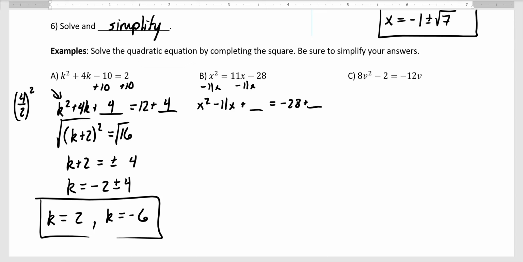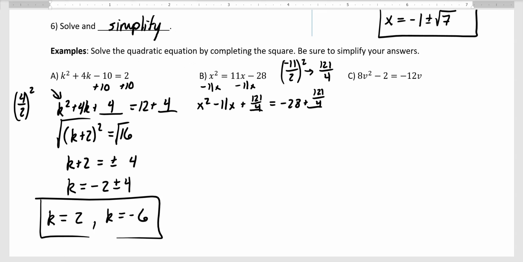So this will be fun. 11 over 2 squared. Not every time is going to be a perfect number. We're going to have to be able to work with fractions. Well, remember, we can just square the numerator and denominator. So I get 121 over 4. Negative 28 plus 121 over 4.